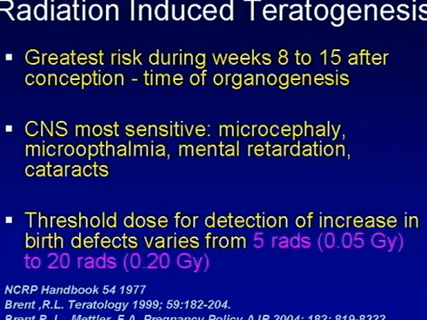Now, depending upon which publication you read and which organization you refer to, there is a critical threshold dose above which, if the fetus is exposed, you would expect to see an increased risk for these congenital malformations. And that ranges anywhere in the literature from 5 rads up to 20 rads. But most people take this 5 rad dose as the cumulative dose above which you do not want to expose the fetus during pregnancy.